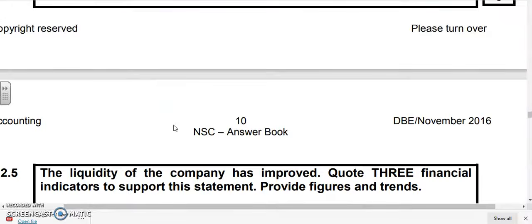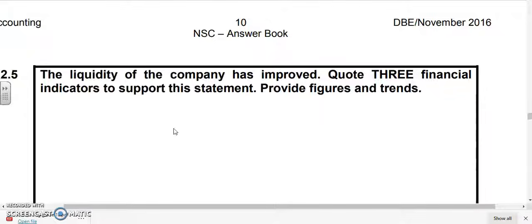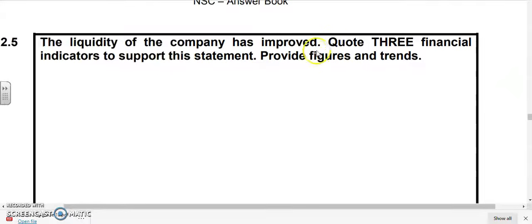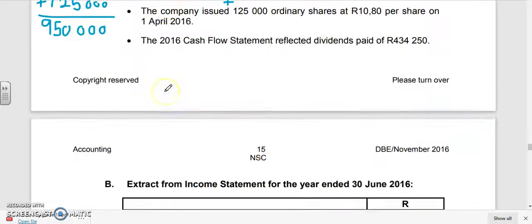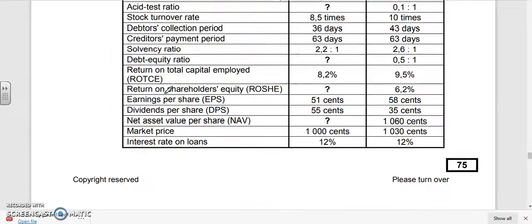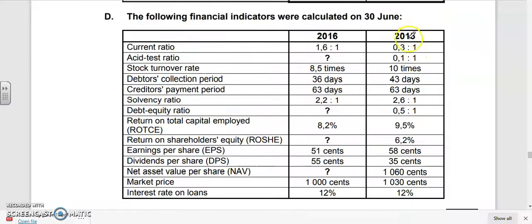We got a couple of minutes, so let's just get going. The liquidity position of the company has improved. They just say quote, they don't say comment. Quote 3 financial figures. Guys, for liquidity, you can take asset test, current ratio, debtors collection, stock turnover, creditors payments, any of the liquidity ratios. So I'm going to go quickly and check my information. I want to go to current ratio. Last year was 0,3, improved to 1.6.